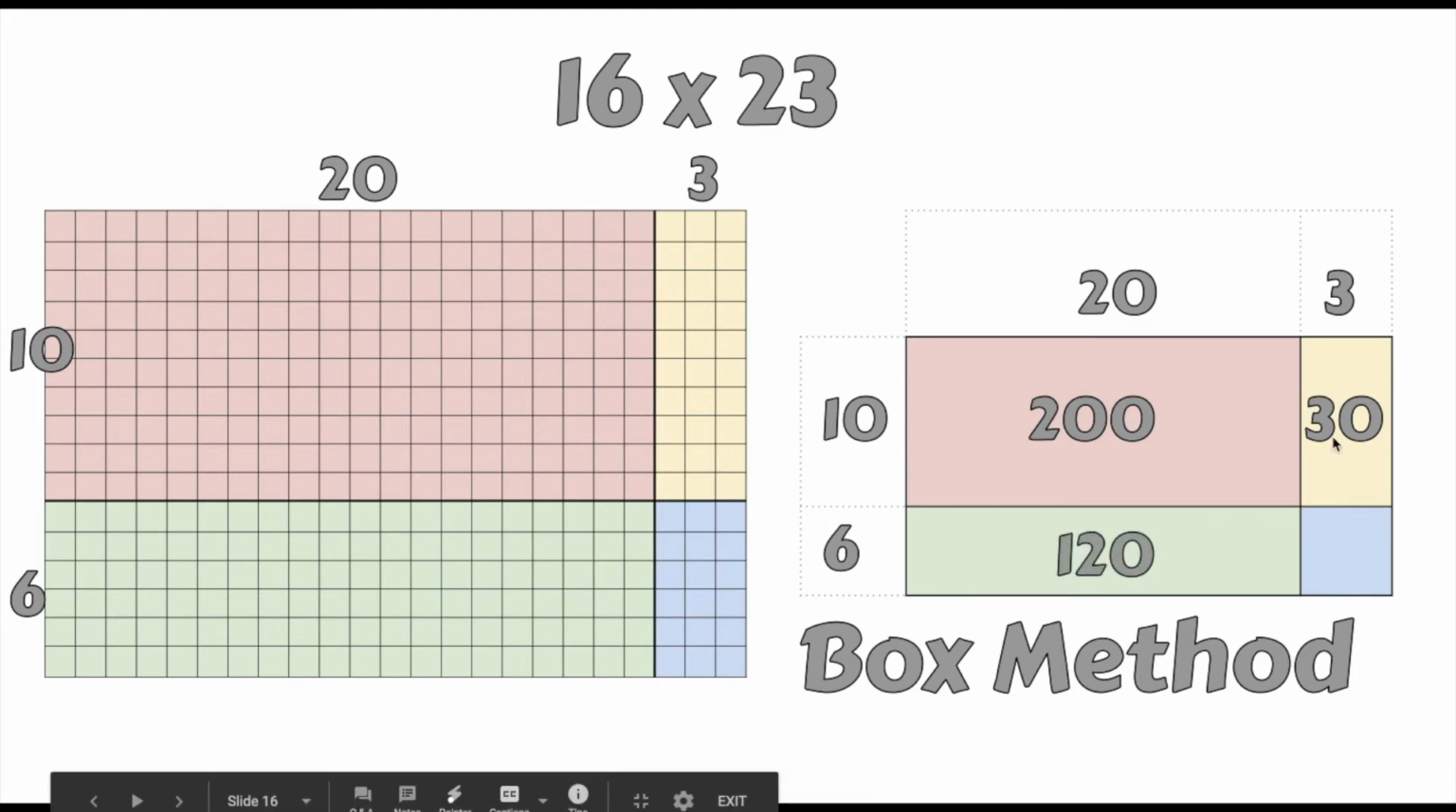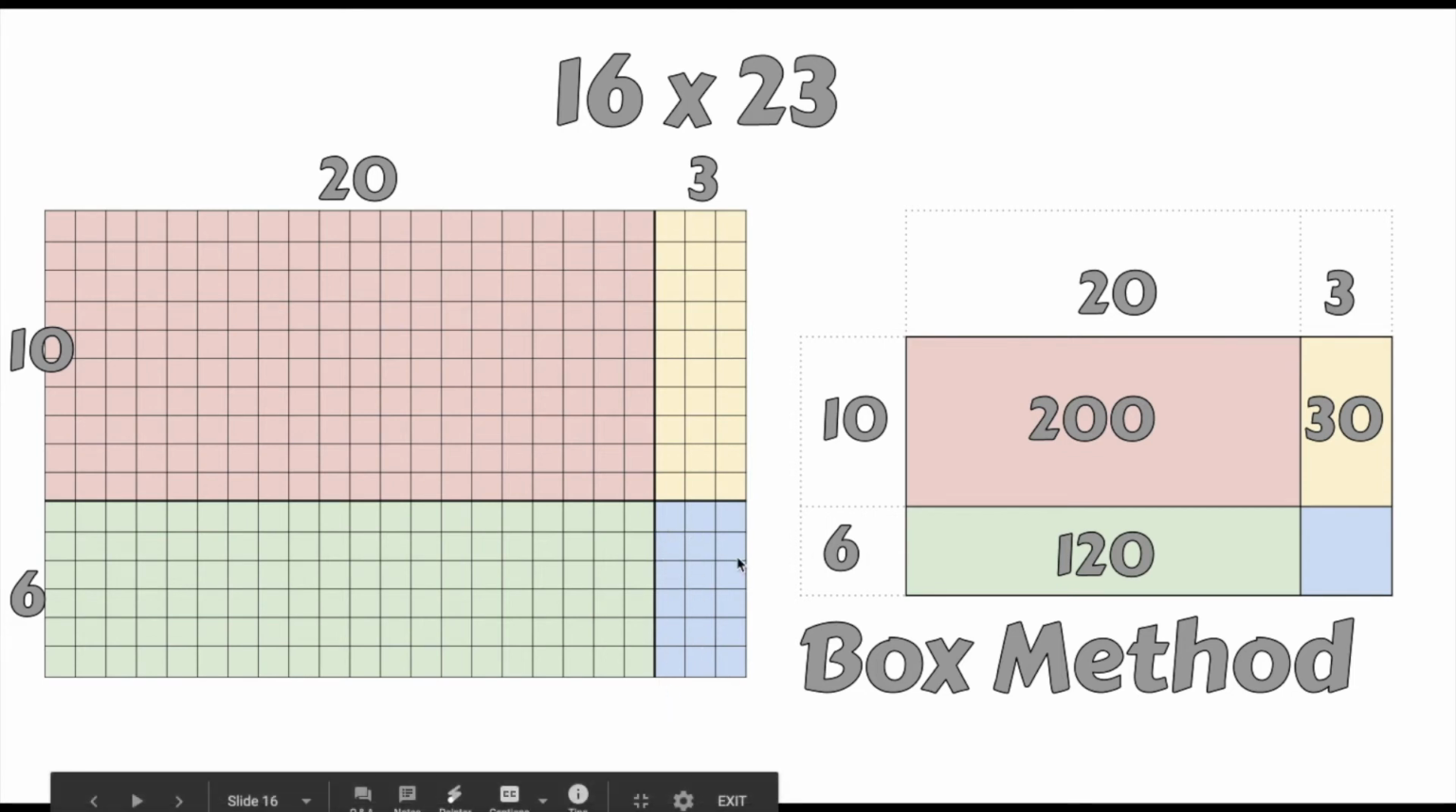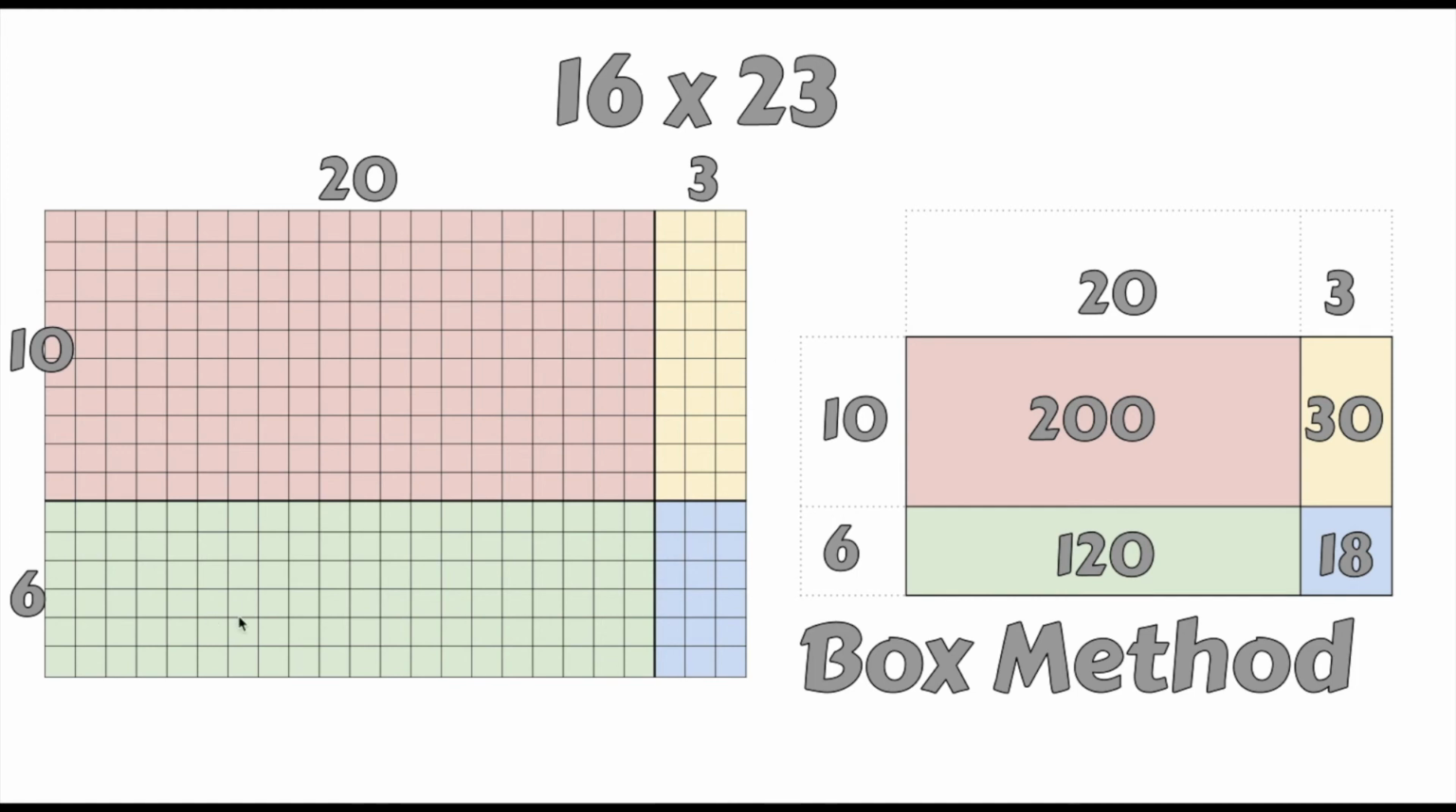The blue section lines up with 3 and 6, so I'm going to be multiplying 3 times 6 because I do have 3 groups of the number 6, or you can say I have 6 groups of the number 3, depending on how you're looking at it. 6 times 3 is 18, and so now, instead of having to count all of these squares one by one, I know there's 200 squares over here, 30 squares over here, 120 over here, and 18 over here.